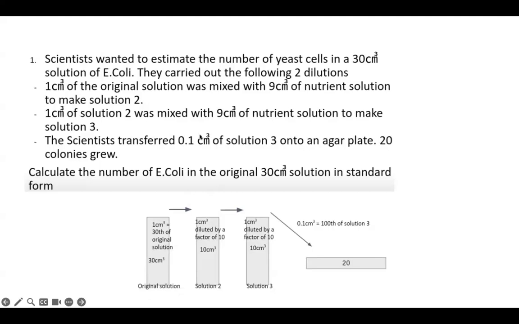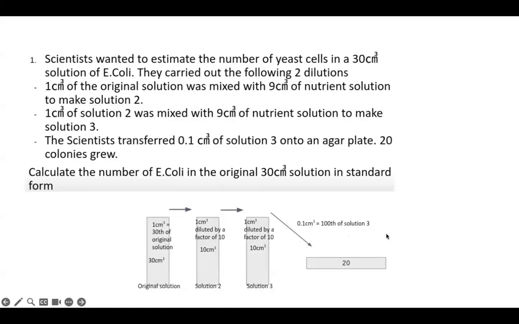If that makes sense. So the answer will be 6 times 10 to the power of 6, because we're doing the 100th of the solution multiplied by the 10, multiplied by another 10. So the 100th of this, 100 are coming out from the end in the agar plate, a 10 from solution 3, a 10 from solution 2. Then we're going to multiply that by the original solution, which was 30. And then we're going to multiply that by the 20 colonies grown.